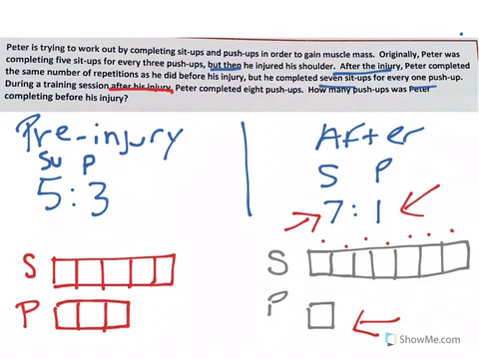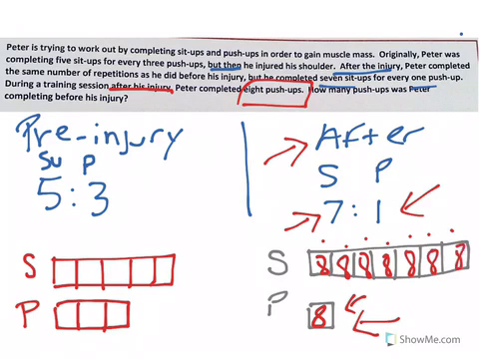Going back to the problem, during a training session after the injury, right? That's the key piece of information there, after the injury. So we're going to look on the after side. Peter completed 8 push-ups. So we know that this box represents 8. If we know that this box is 8, we know that every single box on both sides, pre and post injury, represent 8, because all the boxes are the same. Every part of the whole of the tape diagram is the same.